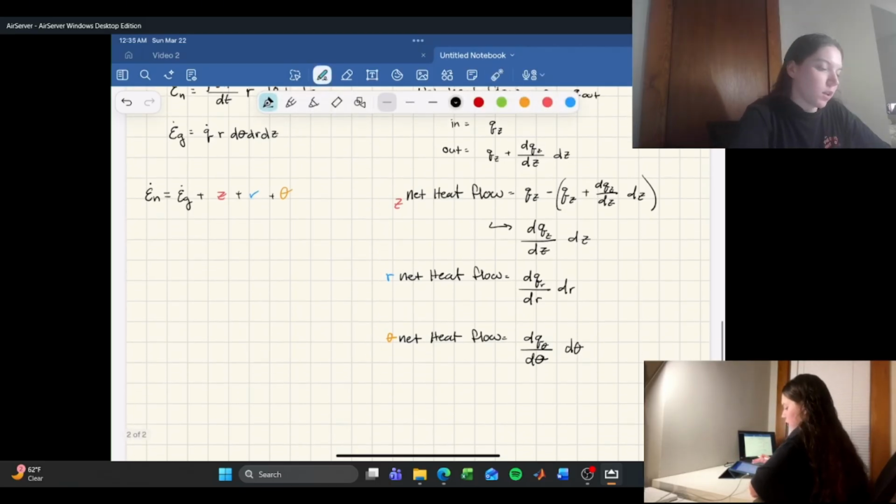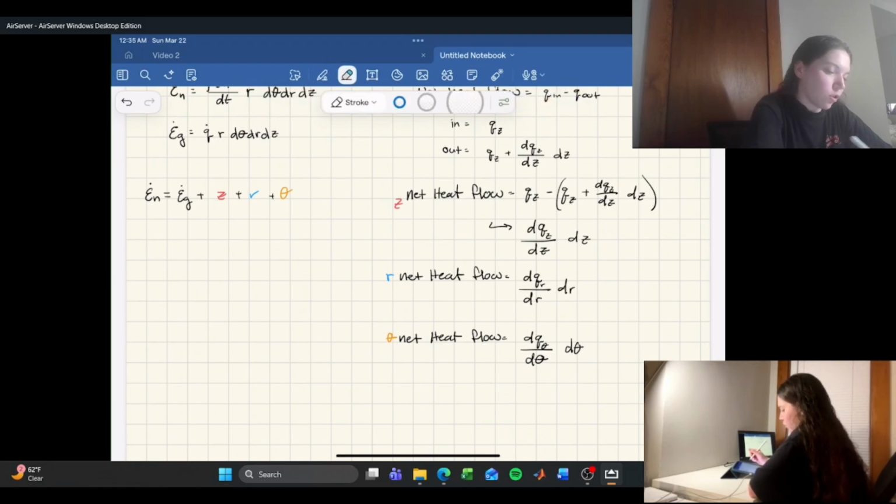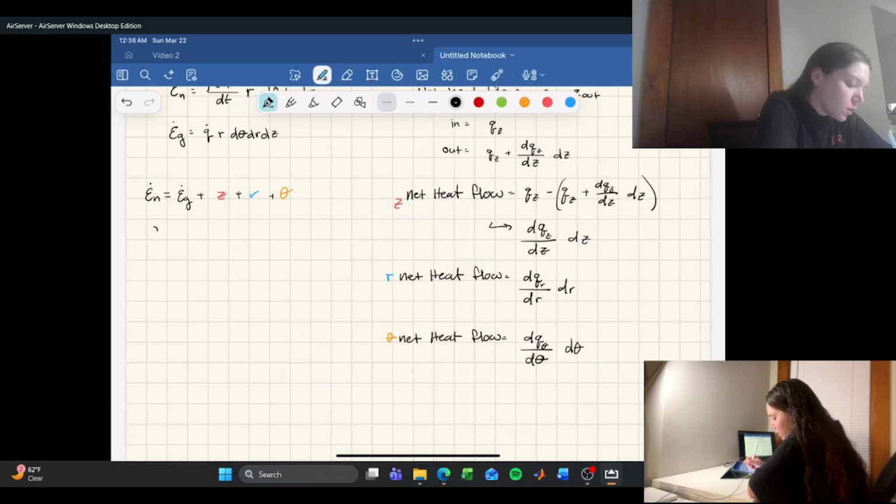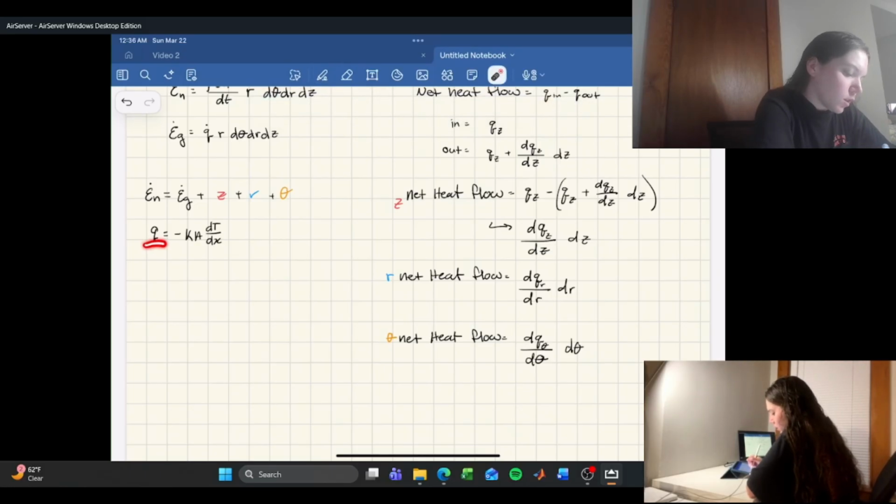And then just like in the last video, we can apply Fourier's law here to all three of these equations. So remember that Fourier's law is the heat flux is equal to the negative thermal conductivity times the area times the change in temperature over the change in position. So this Q, we can plug that in here for all of these equations.